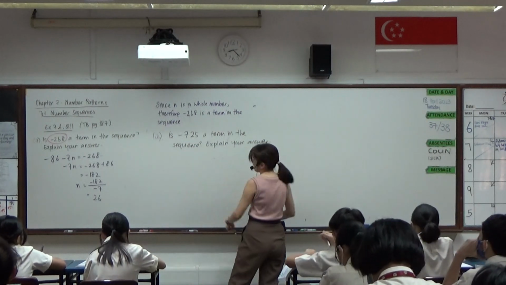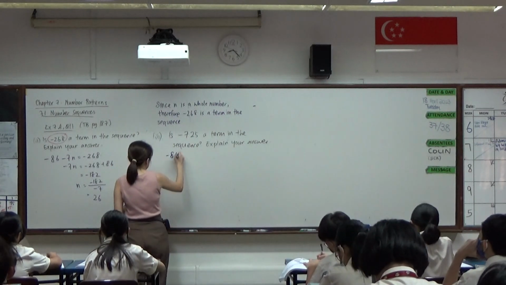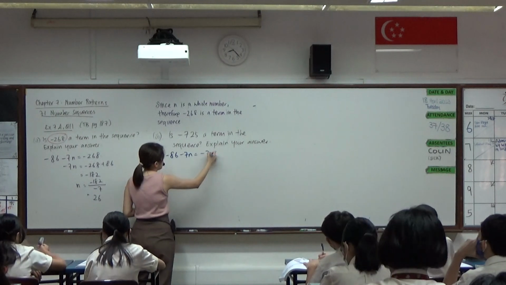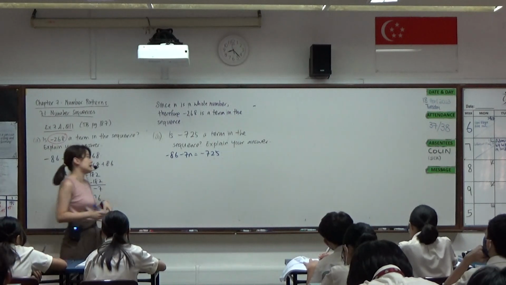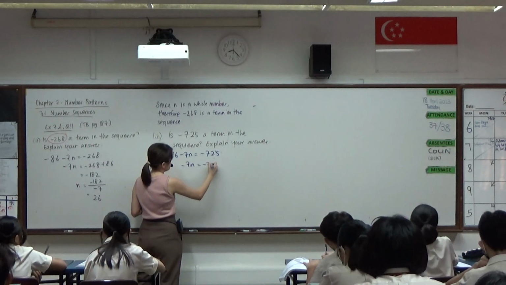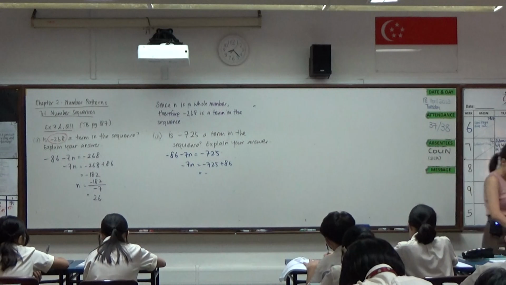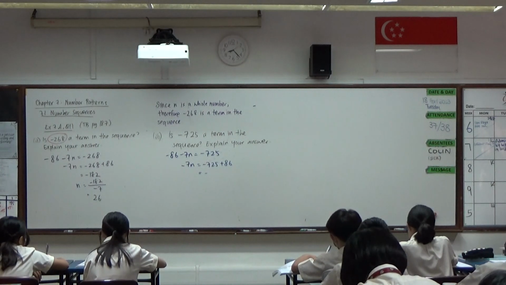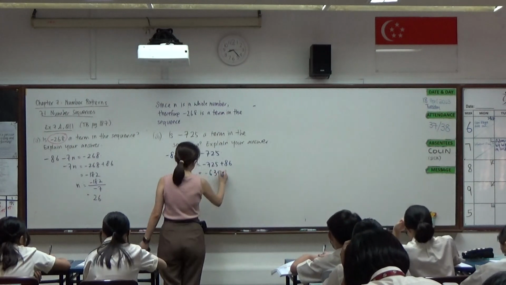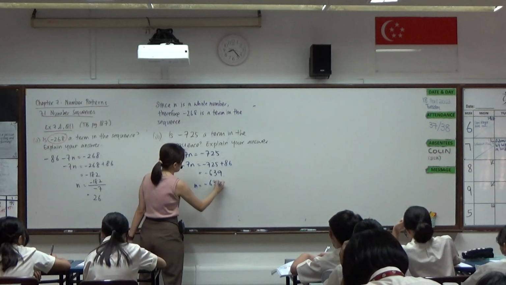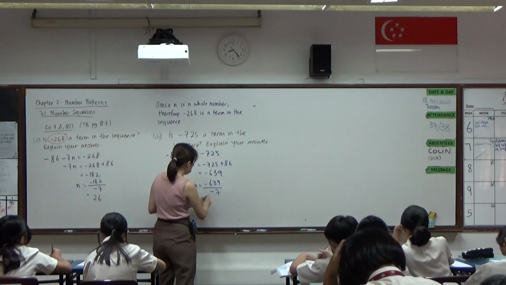So by the same logic that we did in part 2, we will take negative 86 minus 7n, equate it to negative 725, and then we proceed to solve to find out the value of n. In this case, what is negative 725 plus 86? That is negative 639. And n is equal to negative 639 over negative 7. And we get 91.